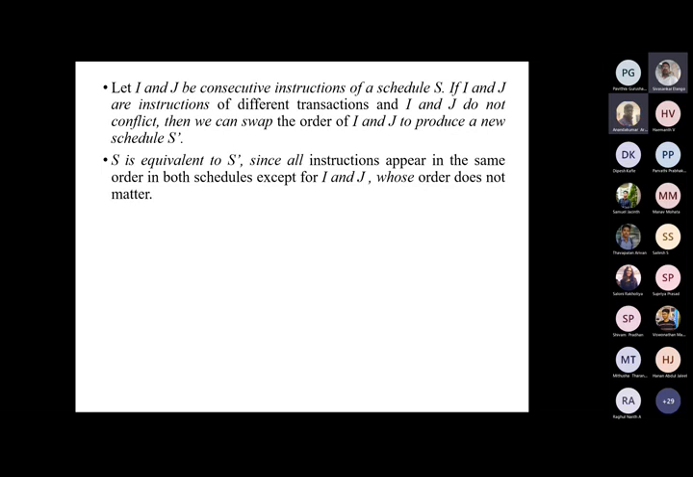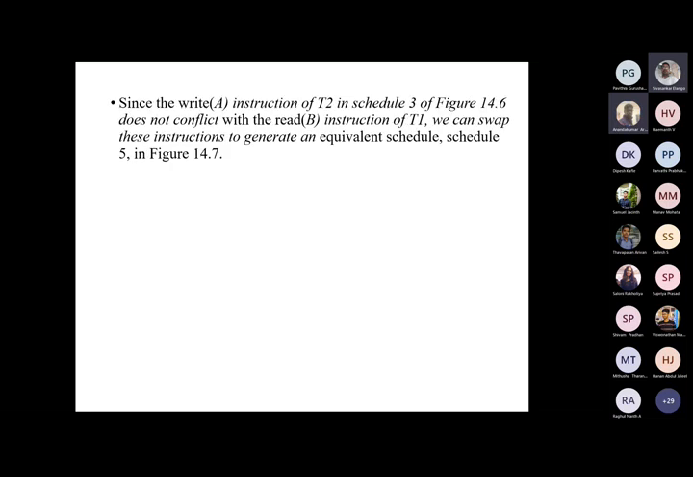Right. So let I and J be consecutive instructions of schedule S. If I and J are instructions of different transactions, and if I and J do not conflict, then we can swap the order of I and J to produce a new schedule S dash. So S is equivalent to S dash, since all the instructions appear in the same order in both the schedules except for I and J, where order does not matter. Since write of A instruction of T2 does not conflict with read of B instruction of T1, we can swap the instructions to generate an equivalent schedule, schedule 5.